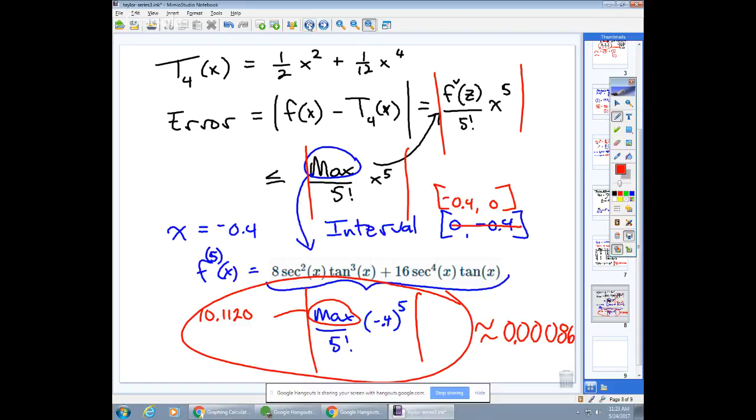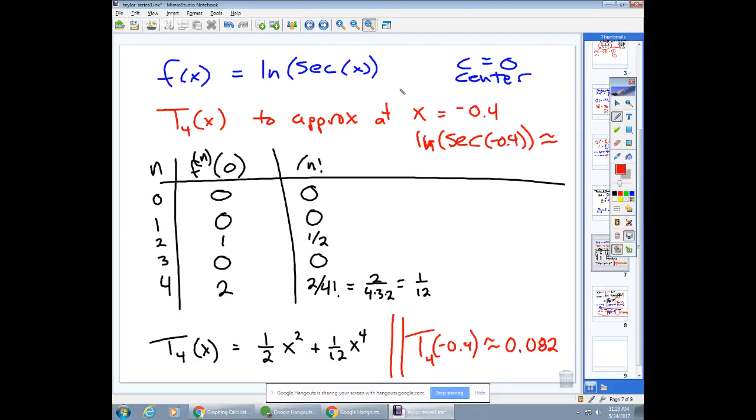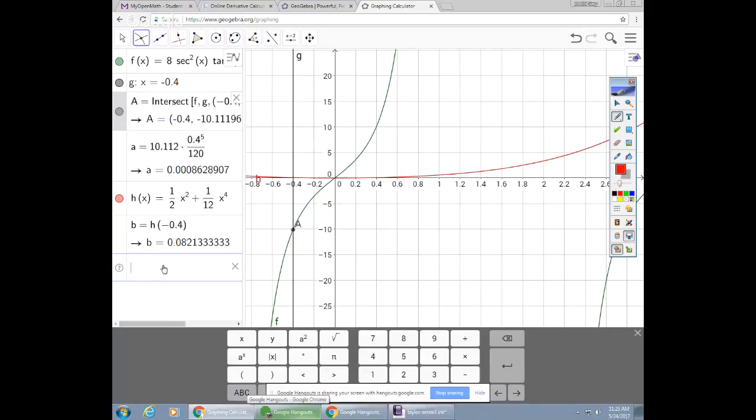Now, we have another benefit. We actually have a computer that can compute the natural log of the secant of x. So let's just see what it looks like, see if we got that right. So natural log of the secant of negative 0.4. And to 3 decimal places, 0.082. Yeah, so just like it said, we nailed 3 decimal places, but we are off on the 4th decimal place, was what it predicted. Now, we don't have the exact value, we just know we're a little bit off there.